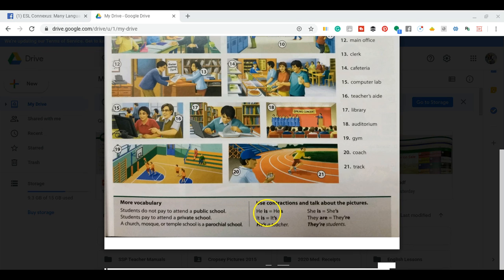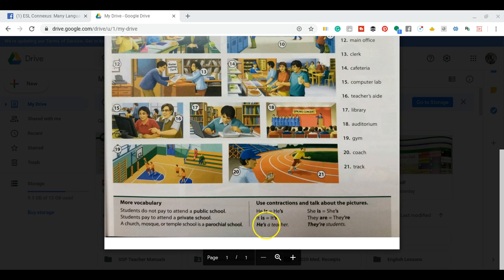So you have he is. The contraction is when you put a pronoun and a be verb together and you take out one of the letters and put an apostrophe in its place. So for example, he is, he's. It is, it's. He's a teacher. He is a teacher. She is, she's. They are, they're. They're students. They are students.